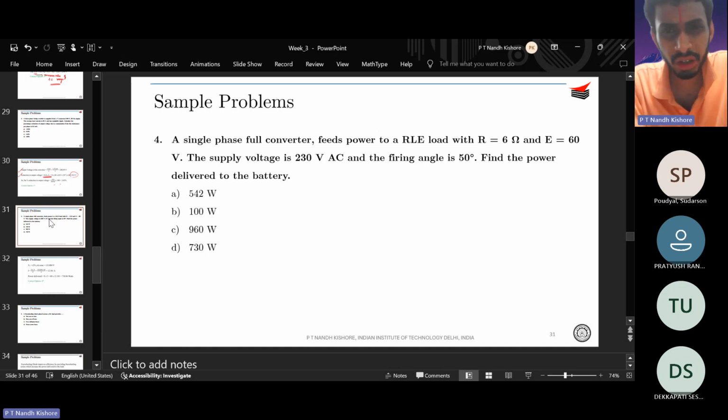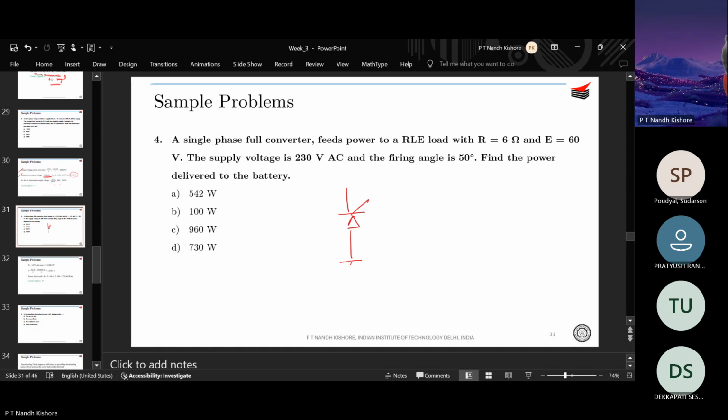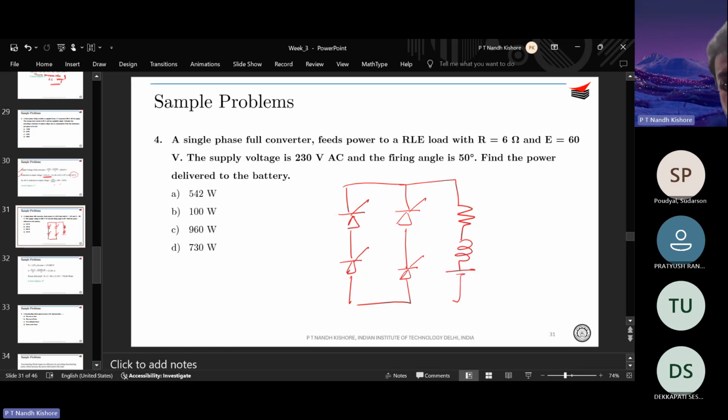A single phase full converter feeds power to an RLE load with R is 6, E is 60. Supply voltage is 230 volts. Firing angle is 50°. Find the power delivered to the battery. So this is something that we did. What did we do? We had a full wave rectifier. And then we said that we had a resistor and then an RLE load essentially, right? This was V naught.